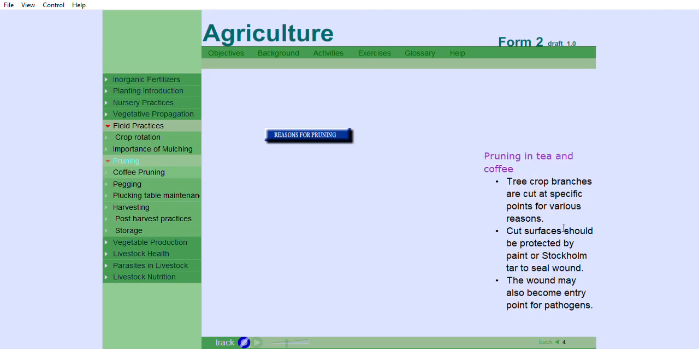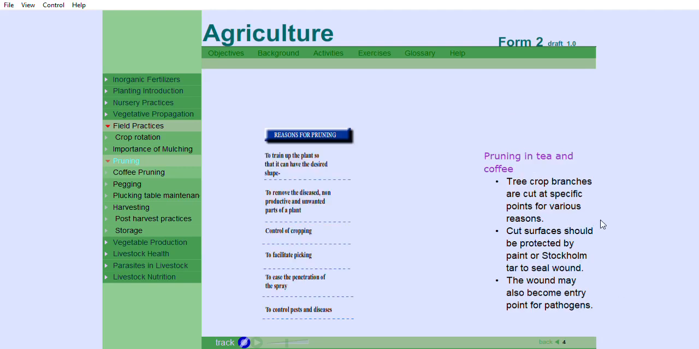Pruning in tea and coffee. Tree crop branches are cut at specific points for various reasons. Cut surfaces should be protected by paint or Stockholm tar to seal the wound.